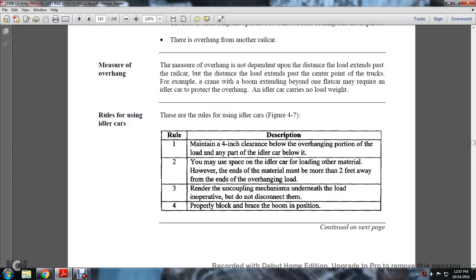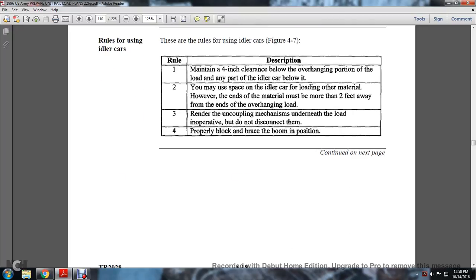There are rules for using the idler car, Figure 4.7. Rule 1: maintain 4 inches of clearance between the overhanging portion of the load and any part of the idler car below it. Rule 2: you may space the idler car or load other material. However, the end of the material must be more than 2 feet away from the end of the overhanging load. Rule 3: render the uncoupling mechanism underneath the load inoperative; do not disconnect them. Rule 4: block and brace the boom in position.